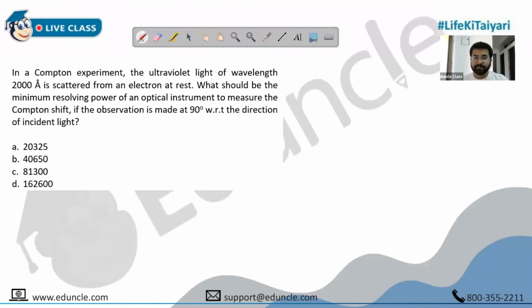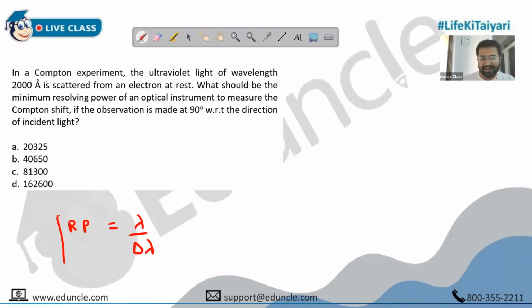Any guesses? How to find resolving power? How is this connected to Compton experiment? Which formula of resolving power do you know? Delta lambda by lambda. You are correct, but it's the other way around. It's lambda upon delta lambda. What you said is the answer for limit of resolution, not resolving power.